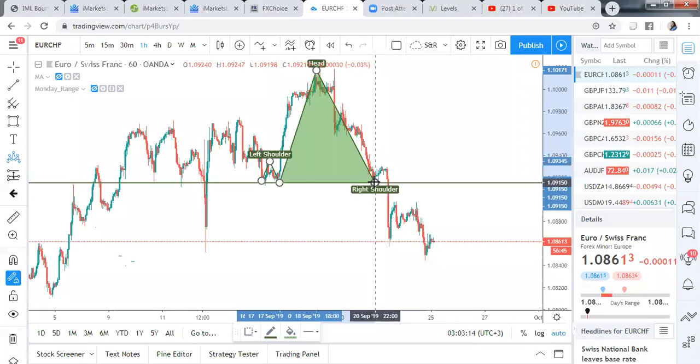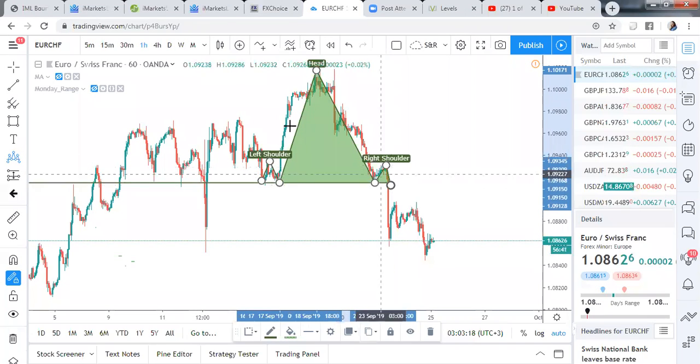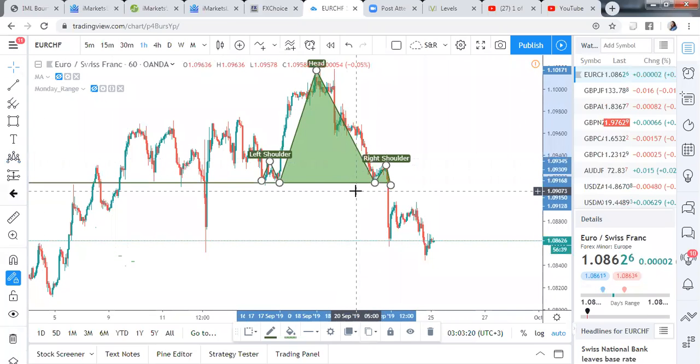Look at this. Y'all see EUR CHF? It sold today. I wonder what caused it. Head and shoulder pattern.